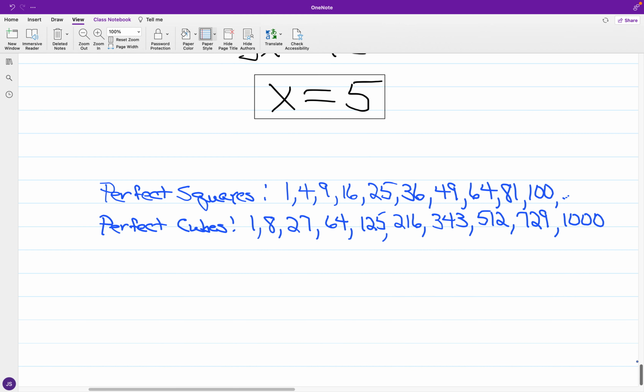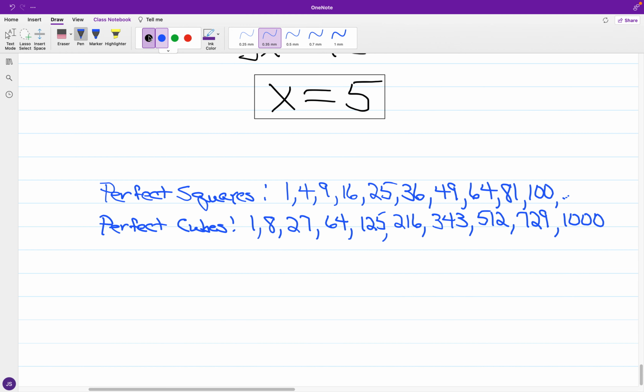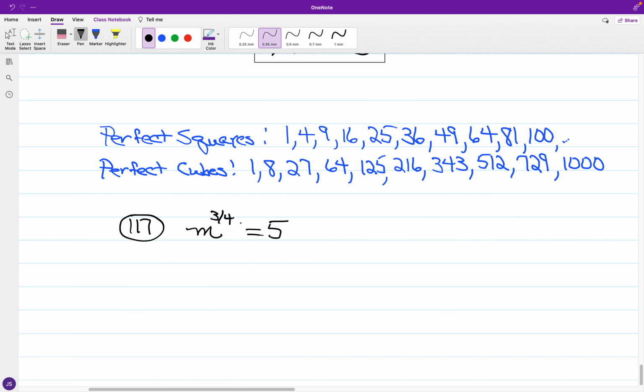Okay. Now, for what we have in the case of 117, we're working with a different letter again. We're back to m, and we have m to the 3/4 is equal to 5. Okay. All right, so I have m to the 3/4, and we have the translation to a radical. The denominator is 4, and so we have the 4th root of m to the 3rd, translating what we have into radical terms.